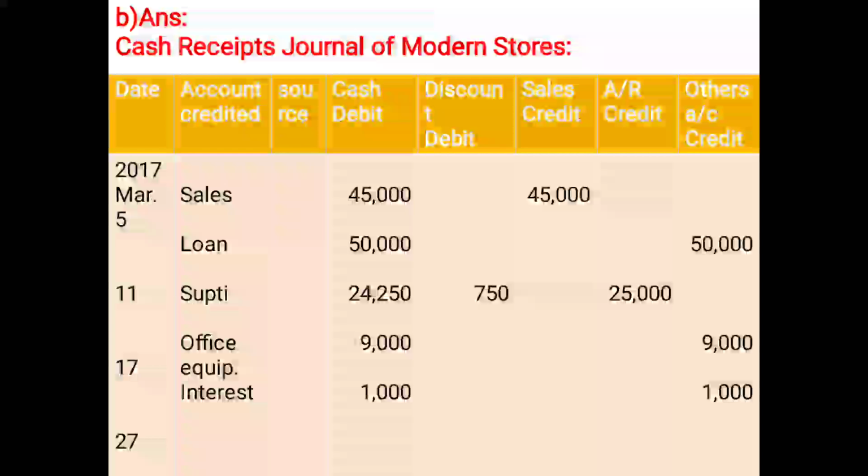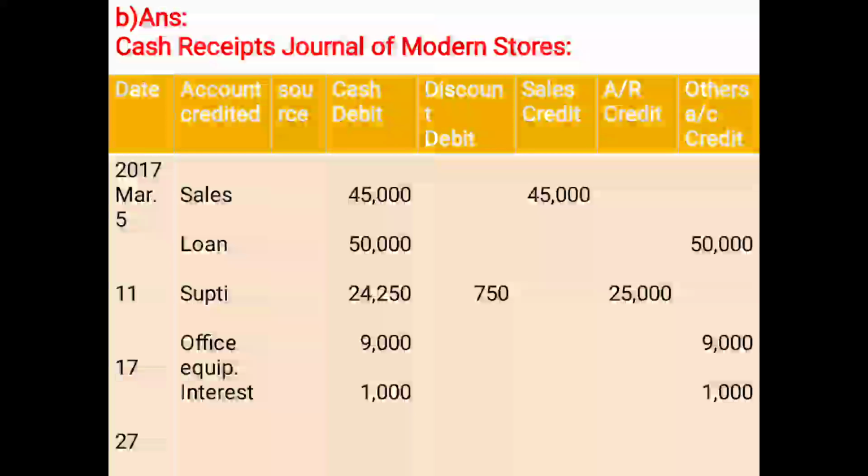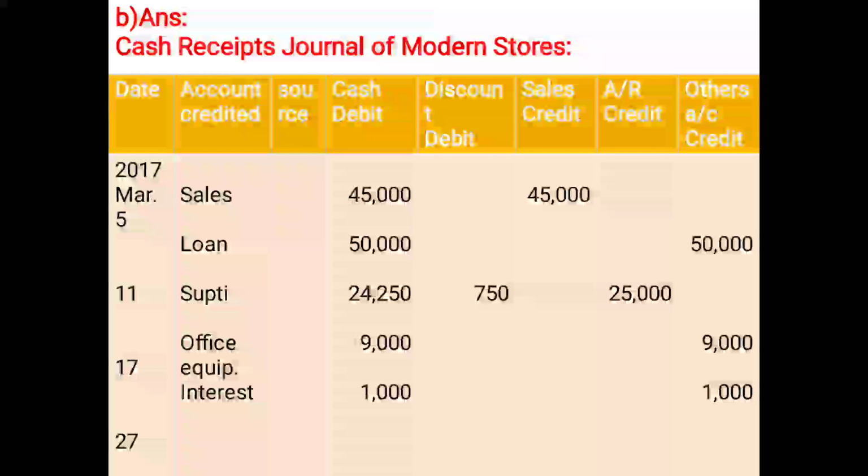Dear students, I think you have written in your accounting practice copy. Now you can total the cash column, discount column, sales column, accounts receivable column, and others account column. You have to know the total of debit is equal to the total of credit. That's why the 2 debit columns are equal to the 3 credit columns.